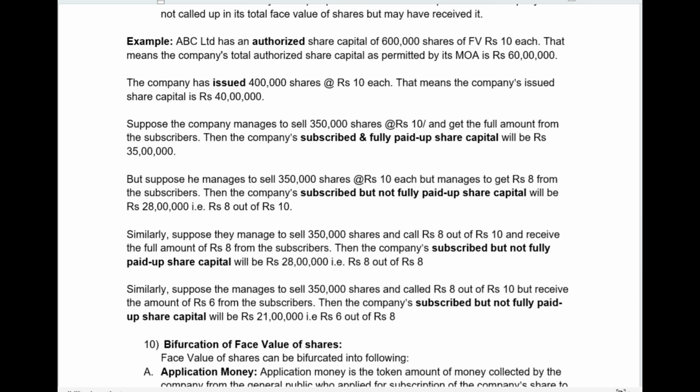ABC Limited has an authorized share capital of 6 lakh shares of face value of rupees 10 each. That means the memorandum of association of ABC Limited authorized it to issue a maximum of 6 lakh shares at the face value of rupees 10 each.